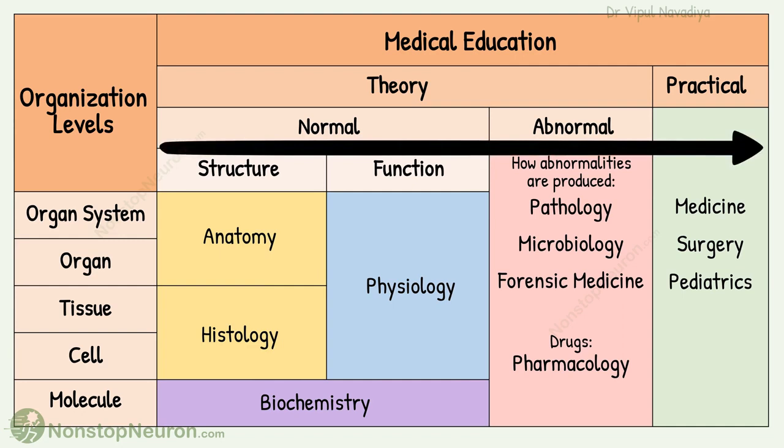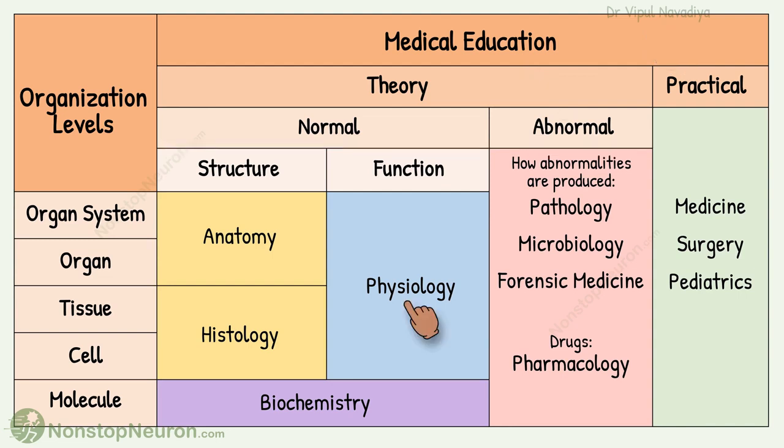Generally, they are studied in this order. We first study normal structure and functions, then these subjects, and finally clinical subjects. Now coming back to physiology. As I said earlier, it's the study of how organ systems, organs, and cells work. Needless to say, to study the functions of any organ, you need to understand its structure first. And only after you understand how the body normally works, you can understand how abnormalities are produced and how to treat them.